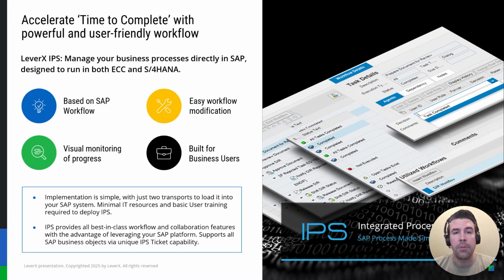So IPS helps you manage your business processes directly in SAP, and that can mean in ECC or S/4HANA. IPS is built on standard workflow, so that gives you all the standard SAP workflow capabilities, but it's easier to modify, it's easier to customize, and there's a lot of built-in functionality that you can't get with standard. So it's a great way to visually monitor the progress of your workflows and your business processes. There's a lot of reporting capabilities, and there's a lot of things just on the screen that tell you what's going on in your process and what your bottlenecks are.